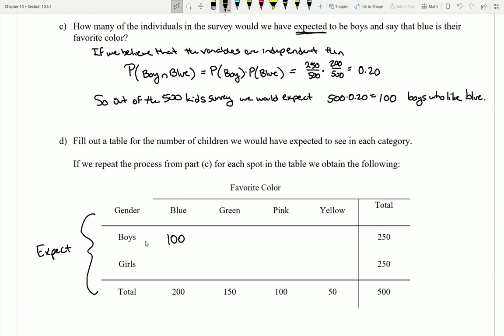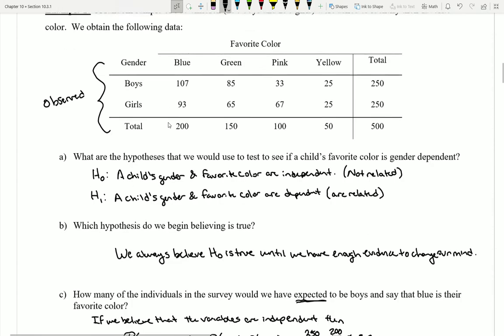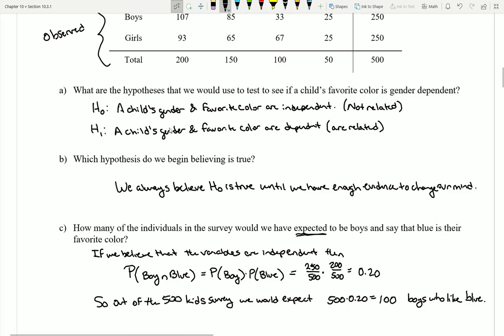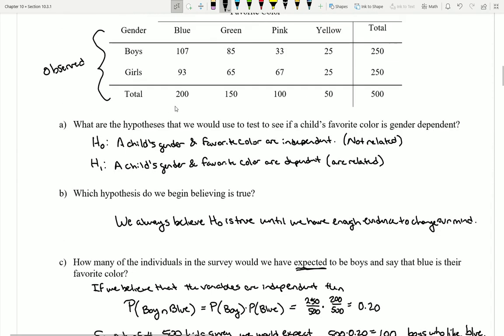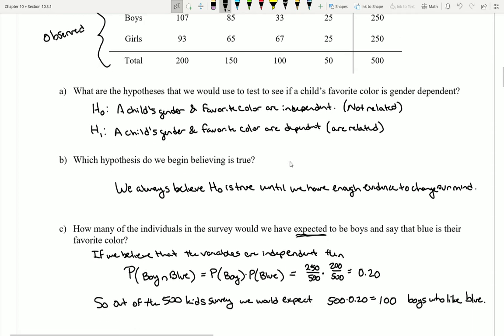Now, when I look back at the previous table, I see that I didn't get 100, but I got something pretty close. I got 107. So we might wonder, why was there a difference? If I thought I should have seen 100, why did I get 107? And again, our two explanations are, well, that just happened by luck. It's no big deal, you just got a little lucky, random chance. Or we could say, well, no, that shows us that this idea of the variables being independent is just no longer a good fit.